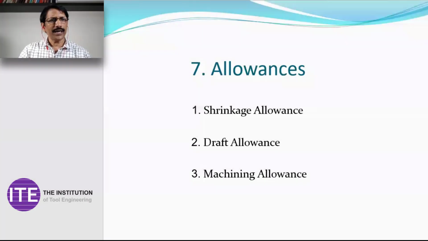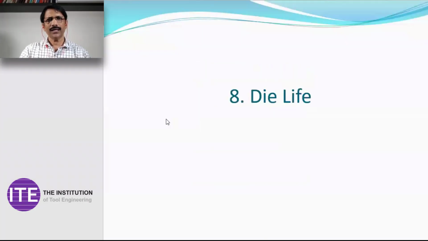And machining allowance, again, should be as minimum as possible, because when you are increasing machining allowance, what happens? You are wasting the material. You have to go for machining, so more machining time, and cost is also increased. So these are the 3 allowances which are very important, and they are required in almost all types of dies. Next point is die life. These are the points required for product design also. If you are working in R&D, you can use these points.